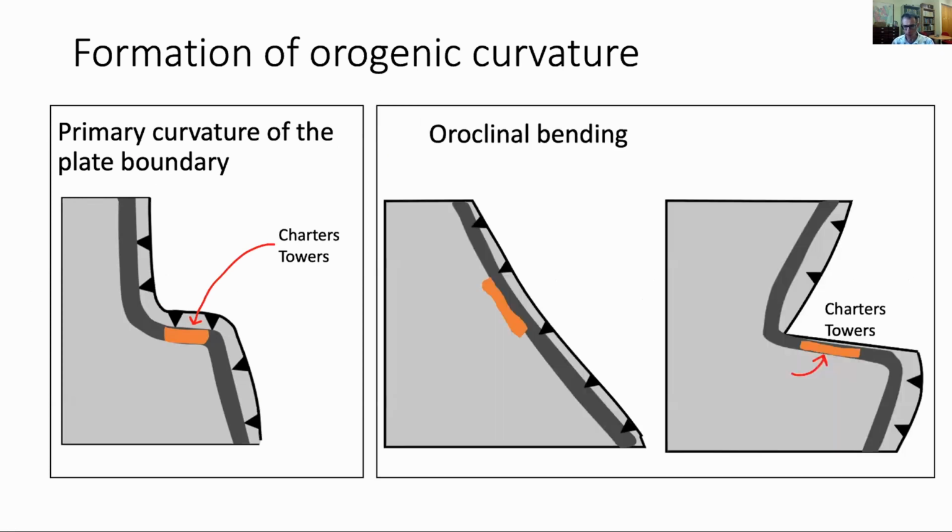A second option is that sometime during the Devonian, the pre-existing orogenic belt was subjected to oroclinal bending, for example, via trench retreat and slab segmentation. In that case, we'll have block rotations of different tectonic elements, such as the Charters Towers province.